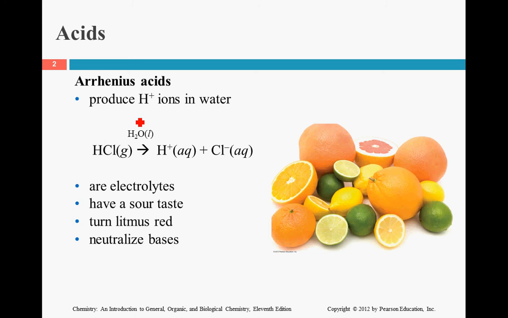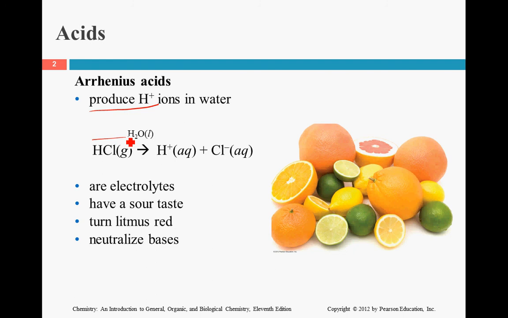There are a couple different definitions of acids and bases. We're going to focus on two of them. One is Arrhenius, the other one is Brønsted-Lowry. Arrhenius is the first one to discuss acids and bases. And every single time he discusses it, he says that acids produce hydrogen ions in water.